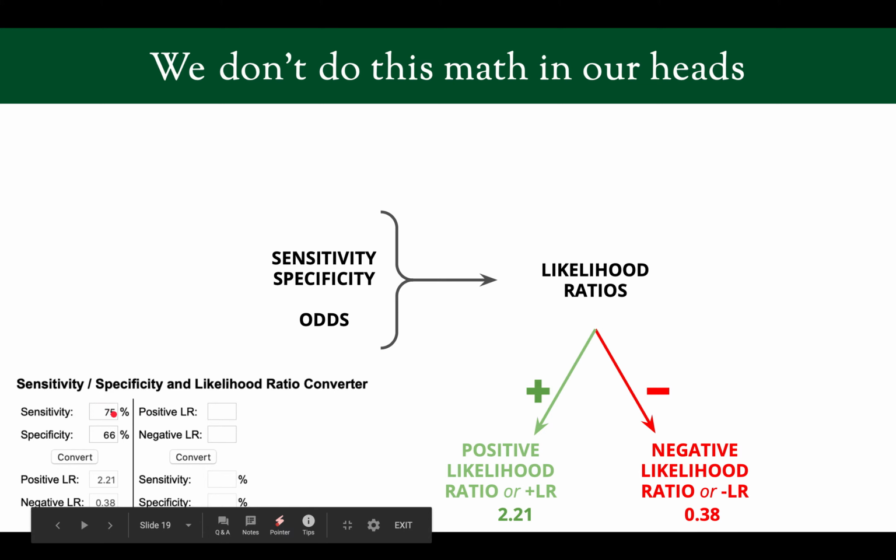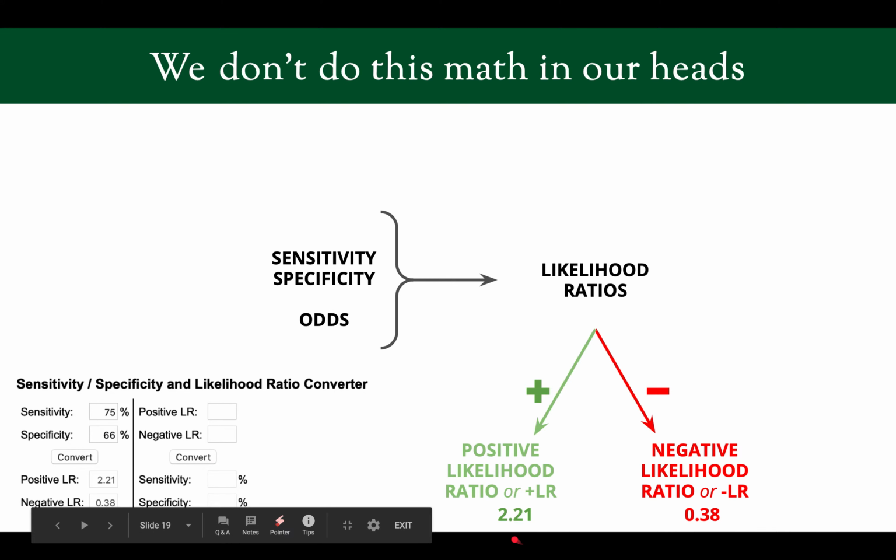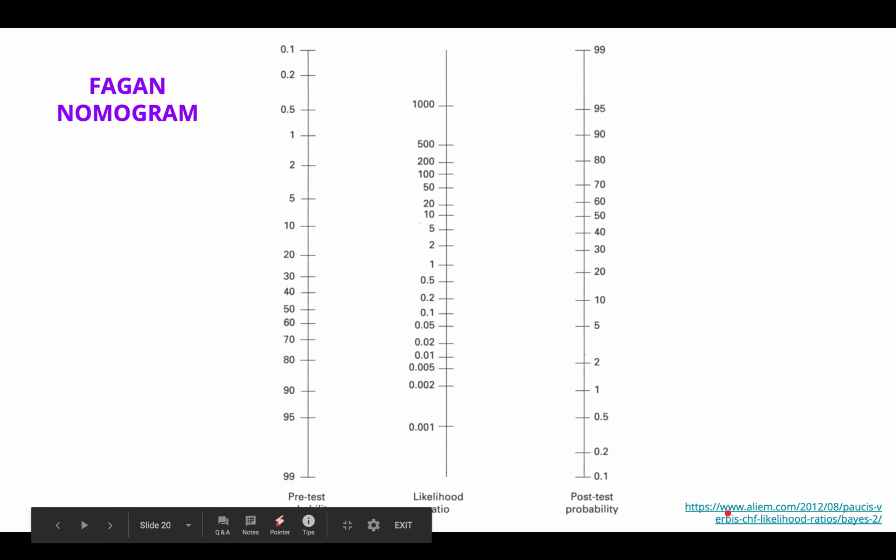So I plugged in those numbers, 75 and 66, and you can see here I got a positive likelihood ratio of 2.21 there, and a negative likelihood ratio of 0.38. So what do we do with these numbers? Now we need something called a Fagan nomogram, and let me take you through this.